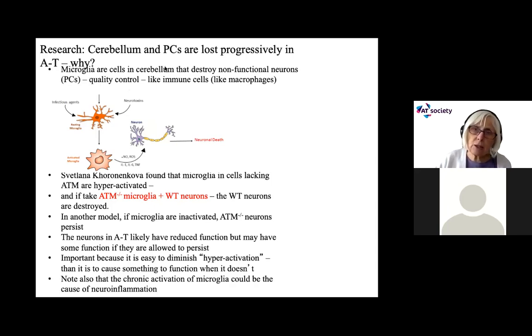In this case, it's not so much they're being recognized as foreign as being recognized as non-functional. So the microglia normally would be fairly what's called resting, but they are sensitive to signals that can come from external sources, but also can come from non-functional neurons. And those signals activate the microglia, and the microglia then send signals themselves to the neurons and cause them to die.